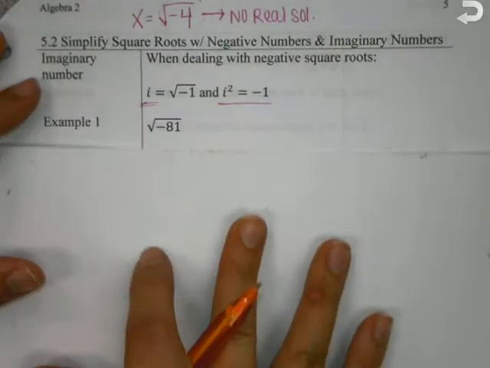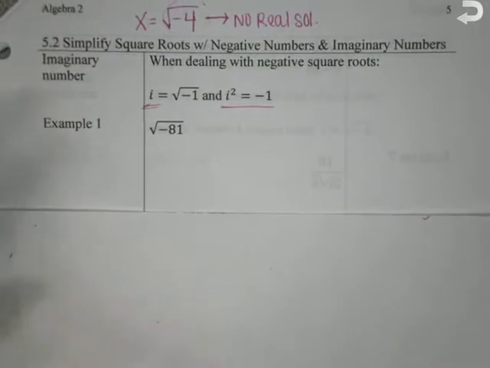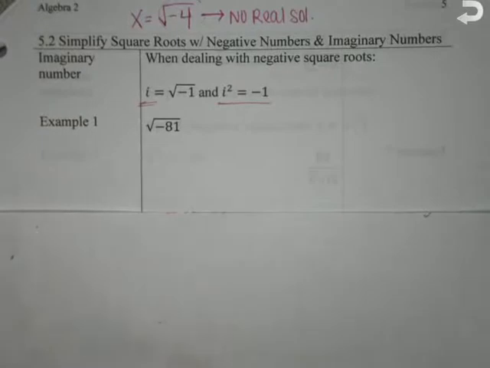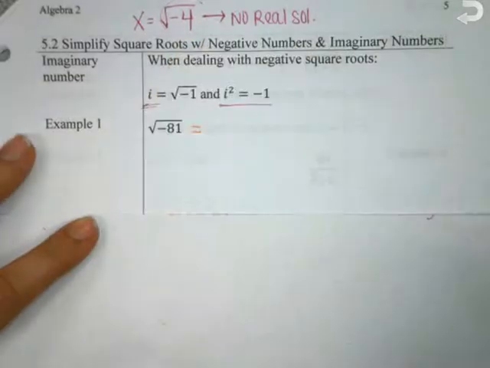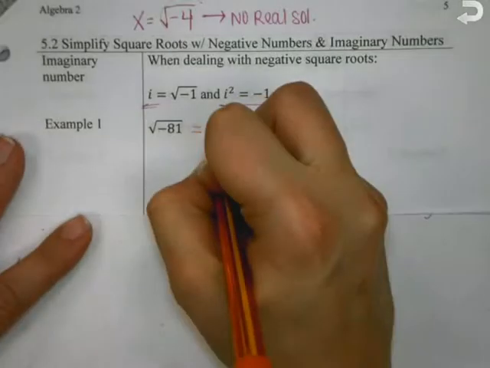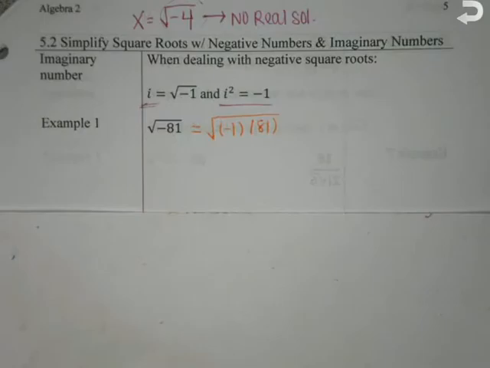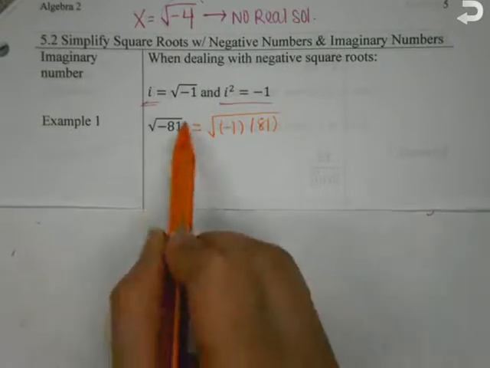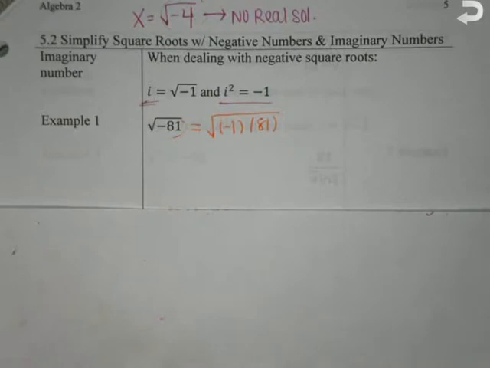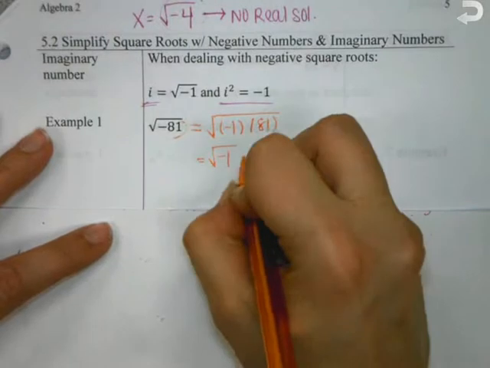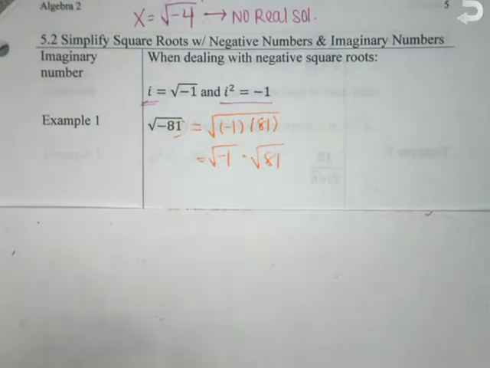So example 1, the square root of -81. Now for this one, I'm going to write it all out first. The square root of -81 is the same as the square root of -1 times 81. Do you guys agree with that? -1 times 81 is how I got the -81. And the nice thing about square roots is we can actually break this up. So this is the same as the square root of -1 times the square root of +81. So we would end up getting the same thing either way.